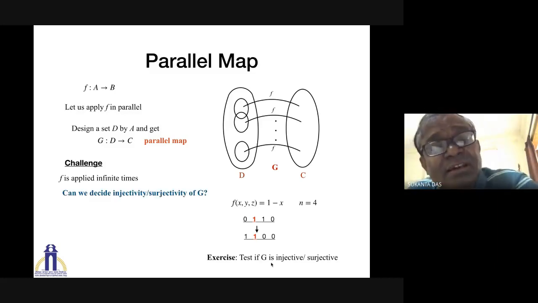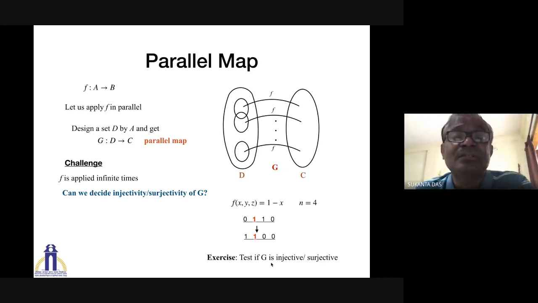Question is, can we decide injectivity or surjectivity of G? I can give you F, and I shall tell you that F is applied infinite times. So D, the domain of G, is actually an infinite set. In that case, can you decide injectivity? So this is a great challenge.